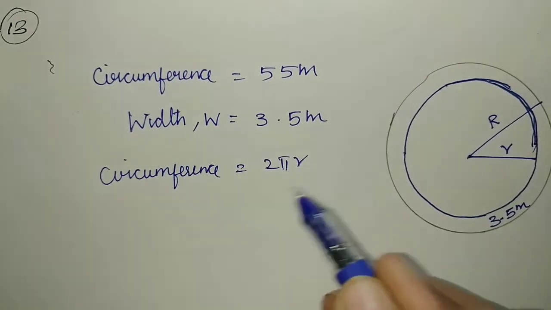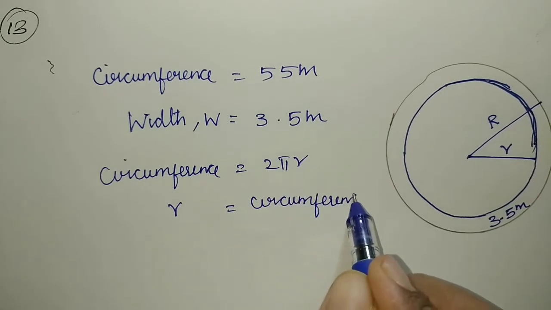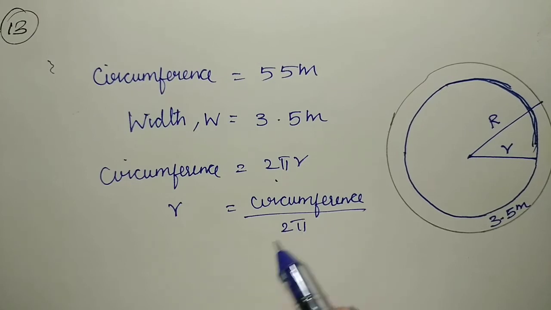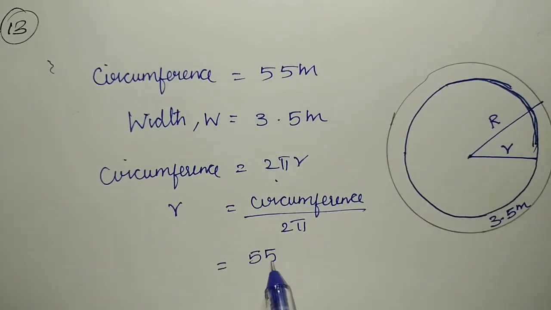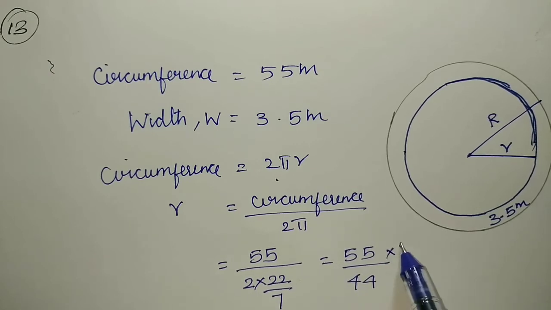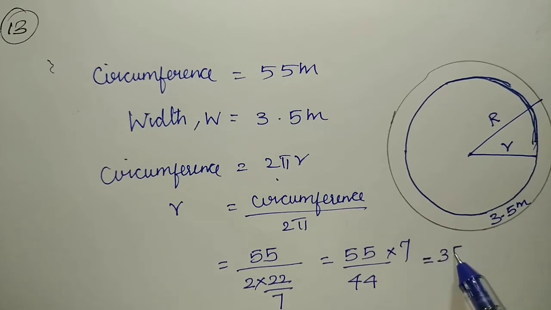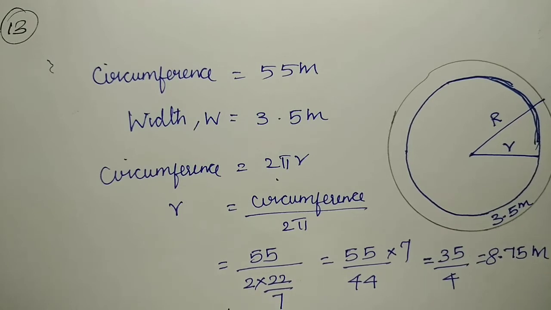What is the circumference formula? 2 pi r. How to find r? Circumference divided by 2 pi. What is circumference? 55 divided by 2 into 22 by 7. So 55 divided by 44 into 7. This 7 will go to the numerator. So if you multiply and cancel, you will be getting 35 by 4, that is 8.75 meter. This is the value of r, 8.75 meter.